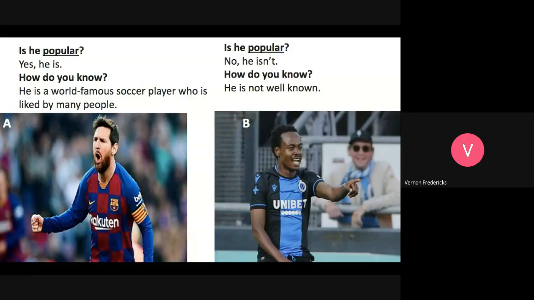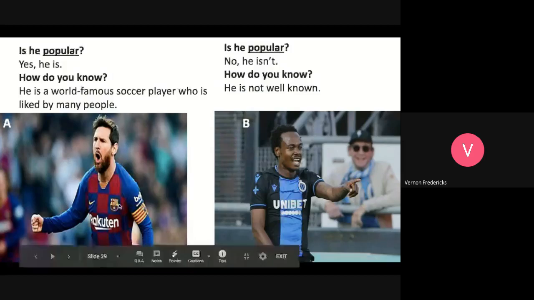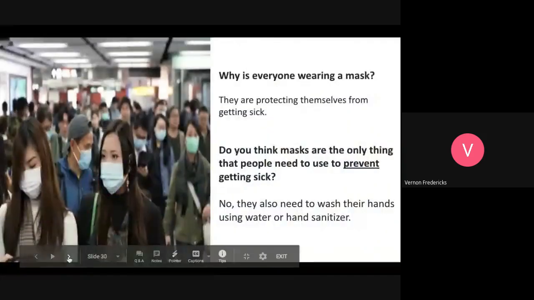Picture number B. Is he popular? No, he isn't. How do you know? He's not well known. Everybody doesn't know his name. So picture B is not popular. Picture A is popular.